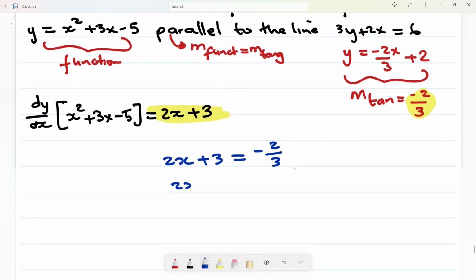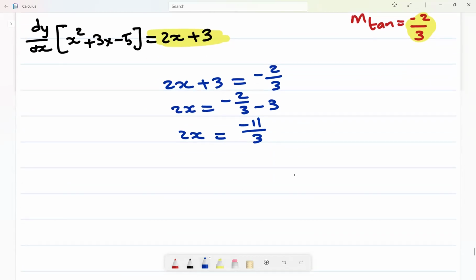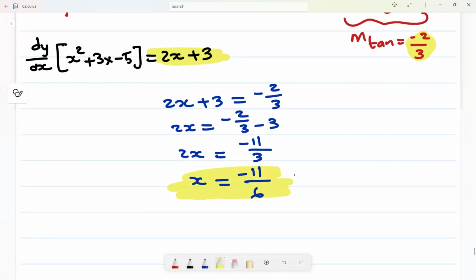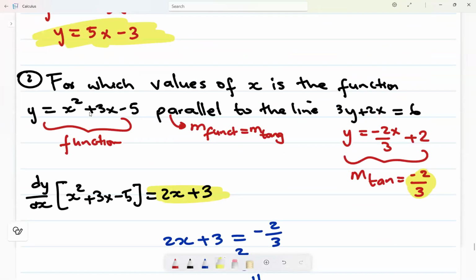Then I'm going to say 2x is equal to negative 2/3 minus 3. When I simplify this, it's going to be negative 2 minus 9, negative 11 divided by 3, right? Then I'll just divide by 2. When I divide by 2, I'll get negative 11 divided by 6. So this is the value of x. The value of x for which x squared plus 3x minus 5 is parallel to that line.